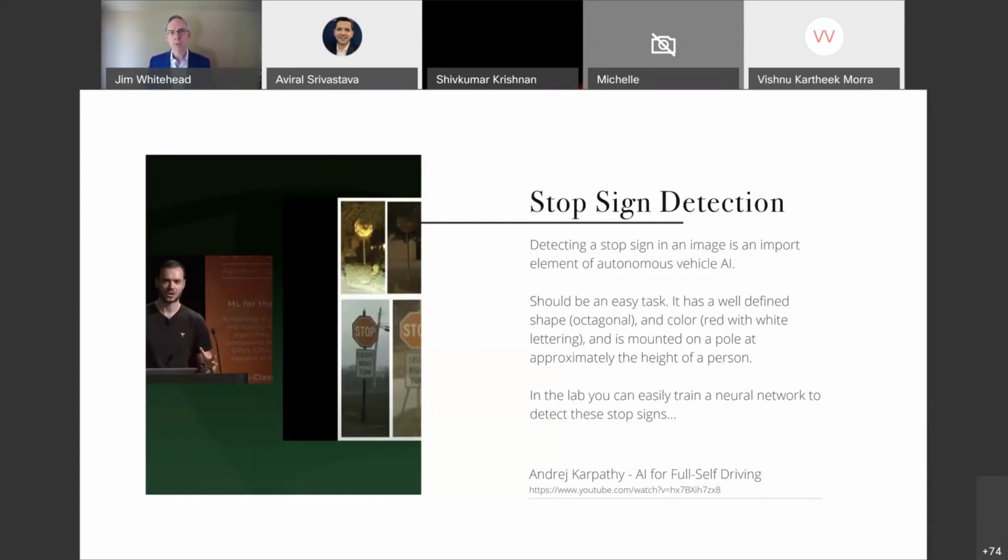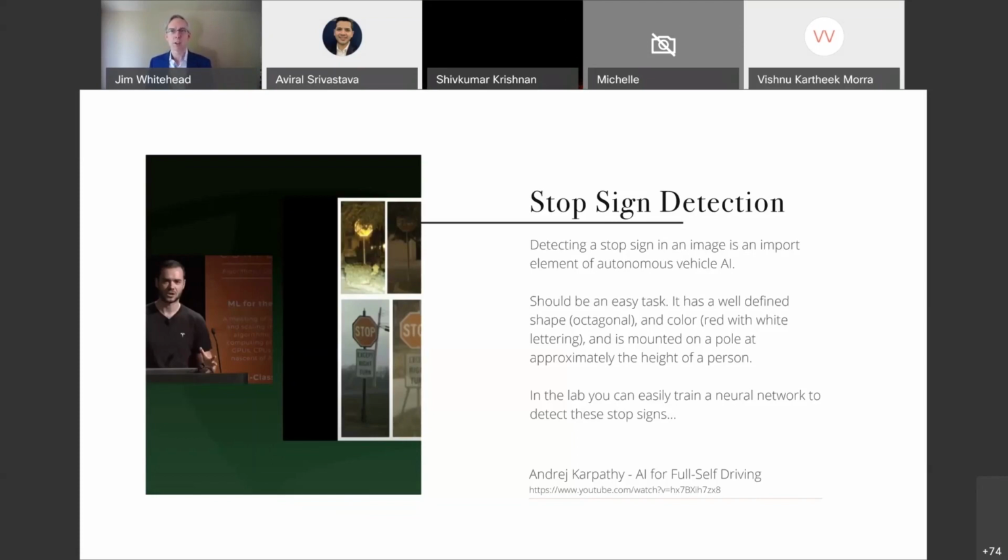And the lettering on them is also very predictable. We also generally know about where to find them, because they're generally at about the height of a person, and they're generally mounted on poles. So it should be pretty easy to find them. And indeed, for stop signs that are reasonably well lit and have all those properties, it's pretty easy for machine learning to find those.